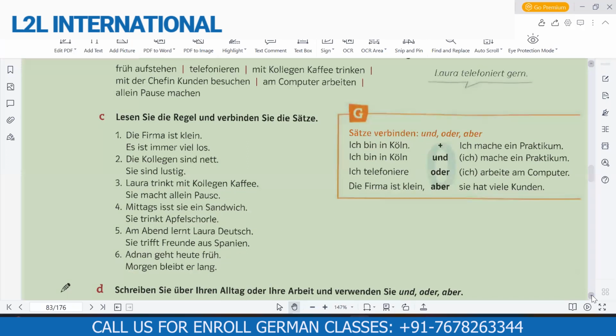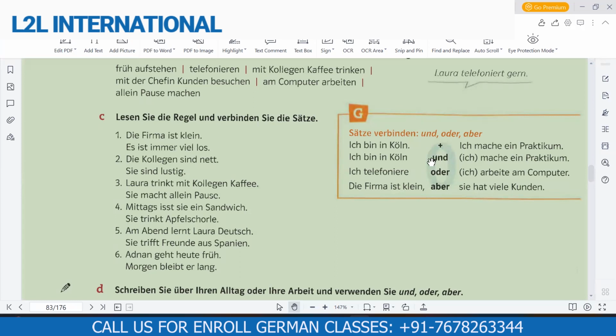Everything is something that you already know. So now I'll let you try first how to make the sentence. You have got two sentences here, and you have to join these two sentences with either und, oder, or aber. Remember, I just told you the meaning of these three things. Und means and, oder means or, a choice, and aber is but.